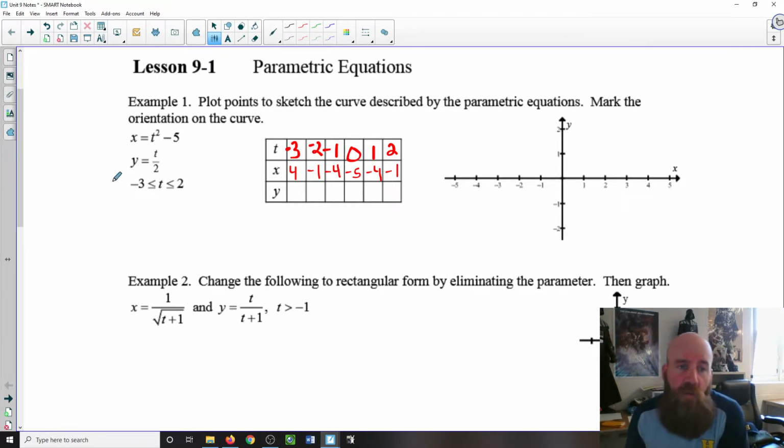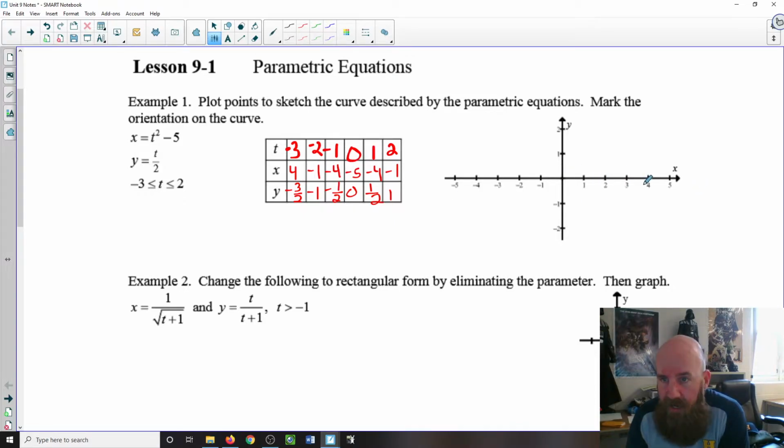Now we do the same thing with the y equation. Plug in all of our t's. So we end up with -3/2, -1, -1/2, 0, 1/2, and 1. Okay, so now we can go ahead and we can plot these and make the graph.